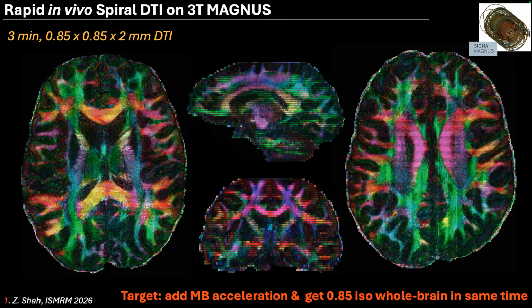This was one of the data sets that we got, and GE, when we visited them in New York, was still waiting for our system to arrive at Stanford. Once we got our system, we can do a bit more. And the hope is to get 0.85 ISO whole brain in a similar time frame of just a few minutes.